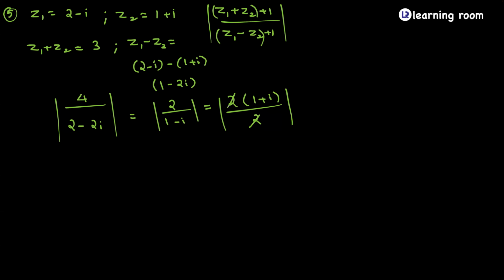So basically what I did is 1 minus i into 1 plus i will be equal to 1 square plus 1 square, which will be 2. That is what I wrote here. There is already a 2 in the numerator. They got cancelled. So all that you are left with is modulus of 1 plus i. So modulus of a plus ib is root of a square plus b square. So this is going to be root of 1 square plus 1 square, which will be root 2. Okay, it is going to be root 2. That's the answer. Okay, can make a note of this.